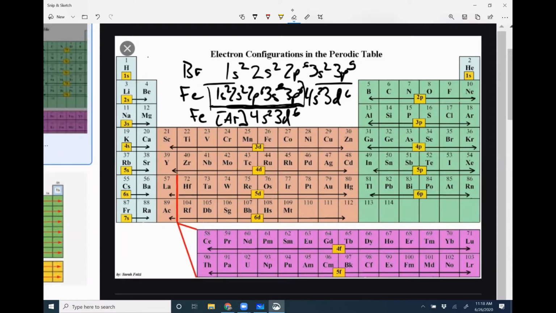Now, if you were to Google some of these, remember there are exceptions to the rule. A great example of this is manganese. You would think it's 4s2 3d5, but if you look that up online, it would say argon 4s1 3d5 or whatever. It's weird. Don't worry about it. We're not going to worry about the exceptions.